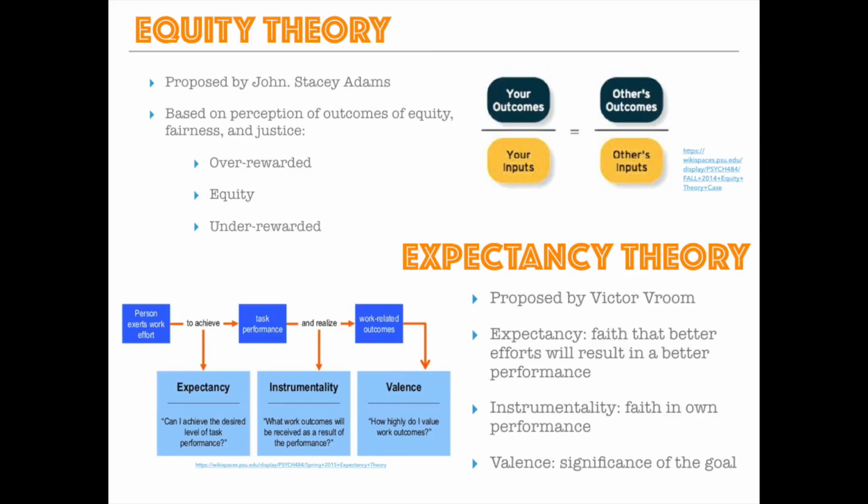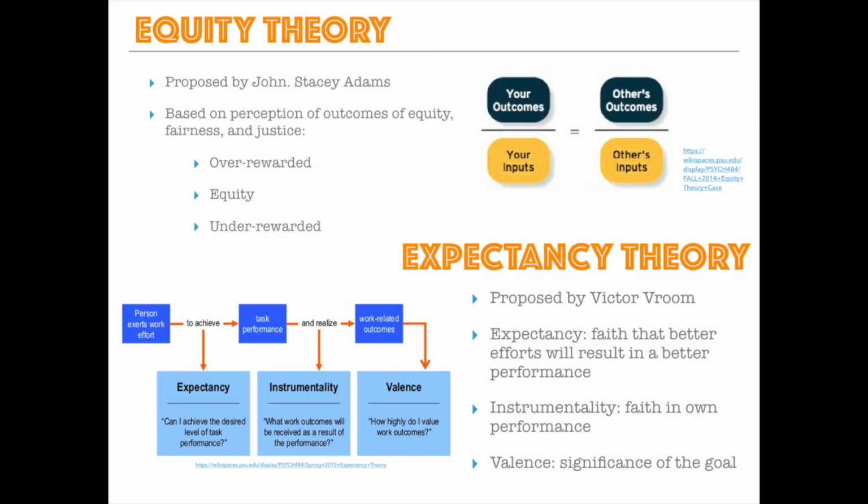The second, instrumentality, which is faith in someone's own performance and abilities. And third, valence, which is the significance one holds for the goal that they are desiring to accomplish. Let's take the example of studying for a test, weighing those three different categories.